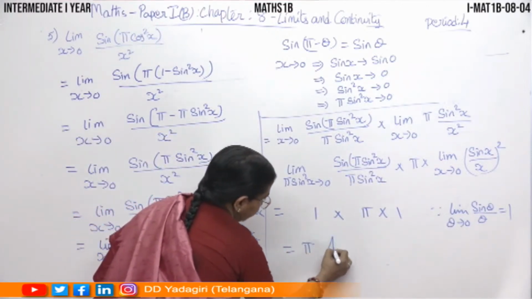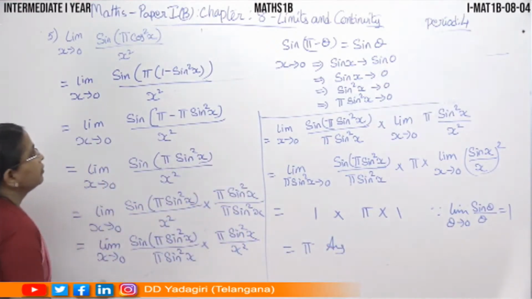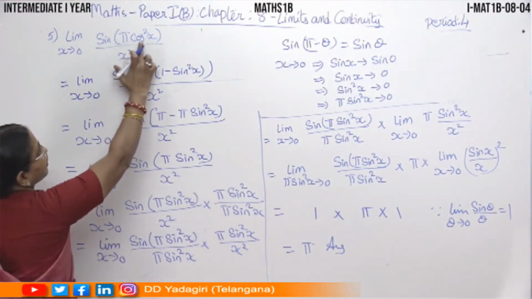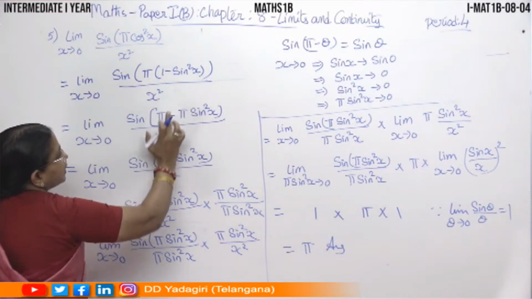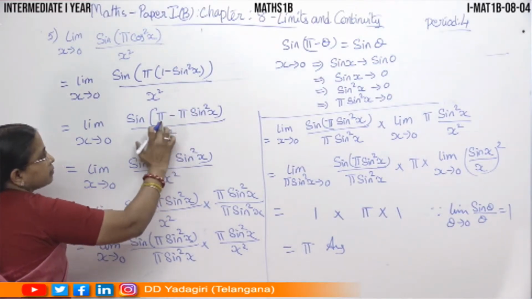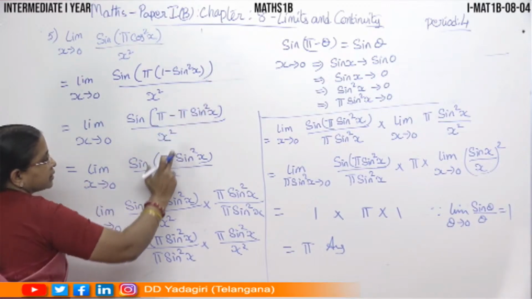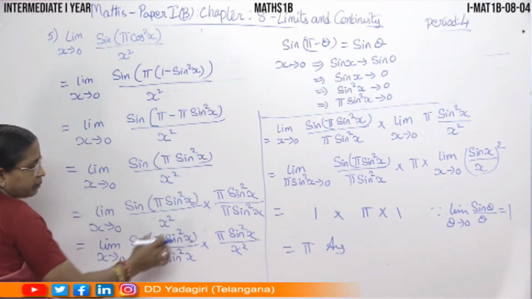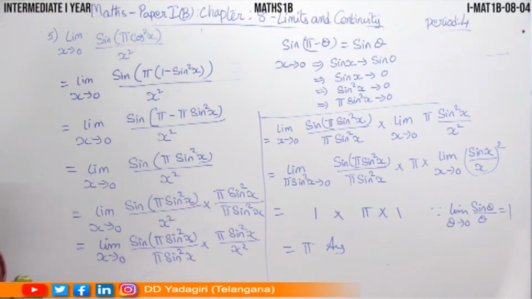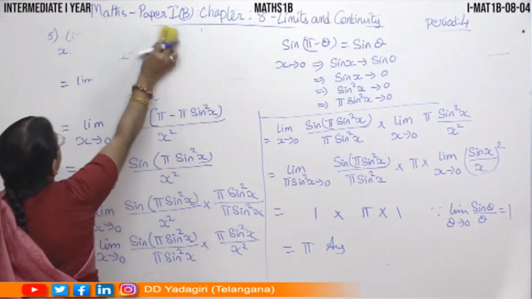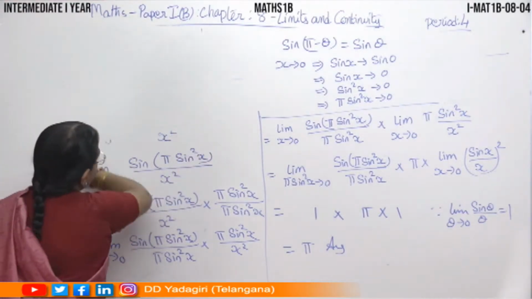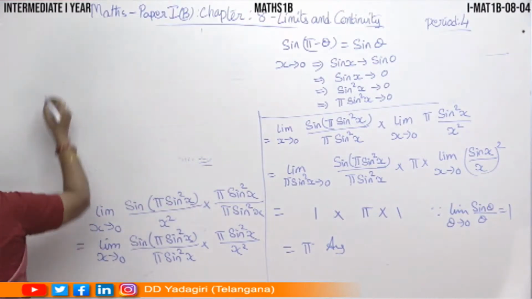So like this, we do the problem. Here, this point you have to remember: writing cos square x as 1 minus sin square x and then splitting. This is in the form sin of 180 minus theta, that is sin theta. Then again multiplying and dividing like this. Okay. Now we'll do the next problem. Okay, sixth problem.